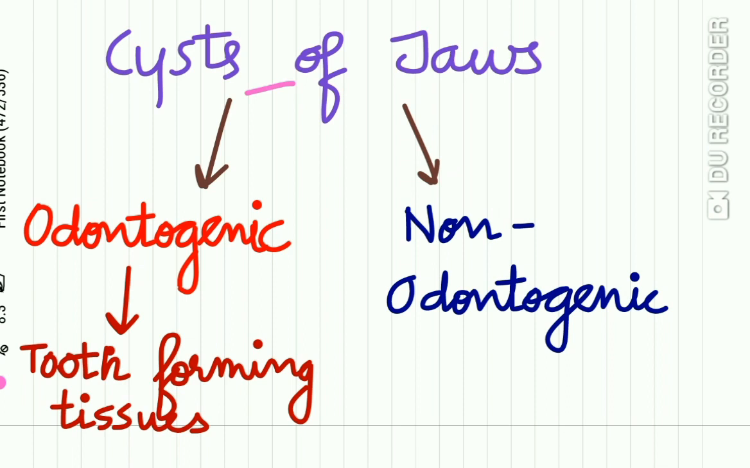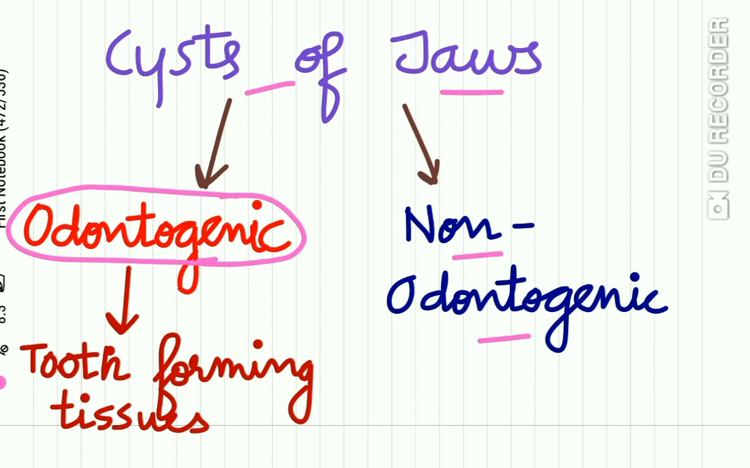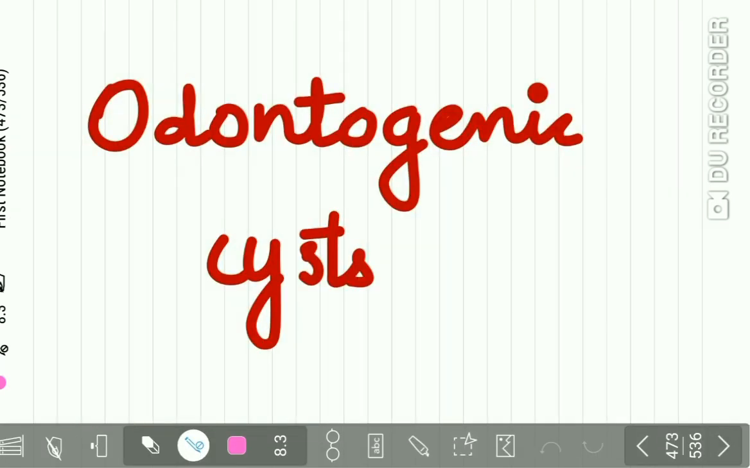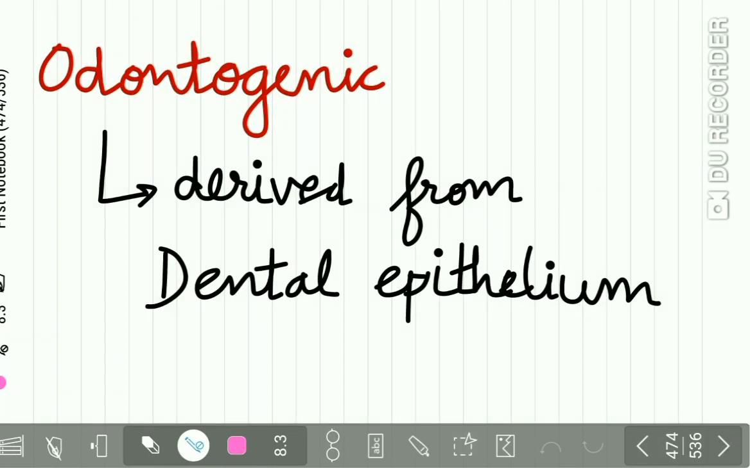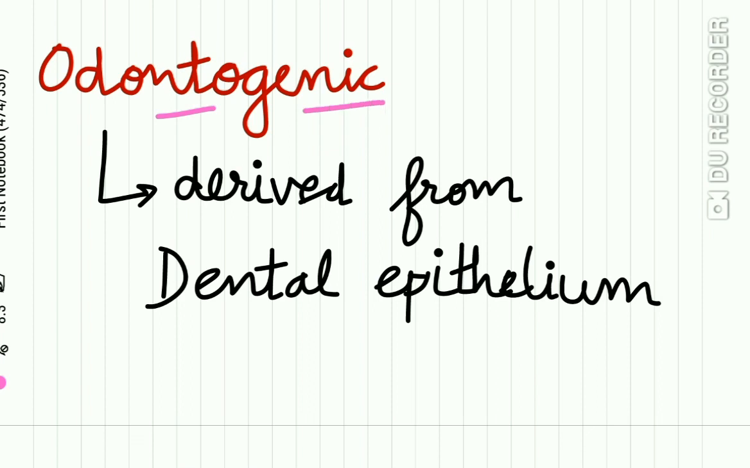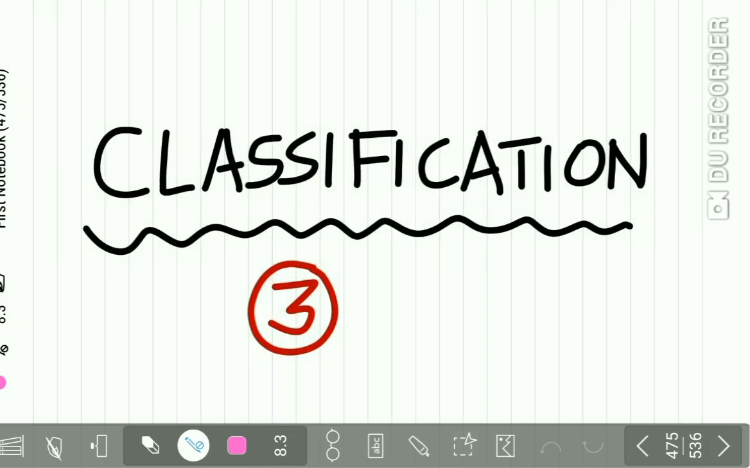Now, the cysts of the jaws are of two types: the odontogenic cyst and the non-odontogenic cyst. Odontogenic cysts, as the name implies, arise from the tooth-forming tissues, while the non-odontogenic cysts arise from the fissures, or they are developmental in origin. Now let us study here the odontogenic cysts. As the name implies, the odontogenic cysts are derived from the tooth-forming tissues or the dental epithelium.